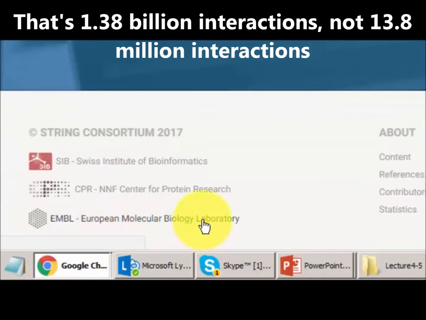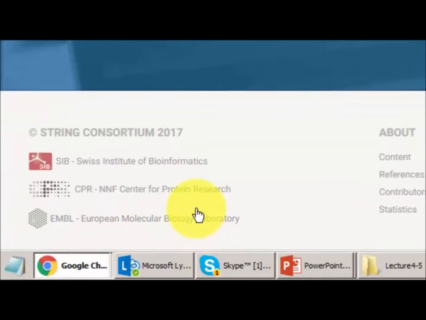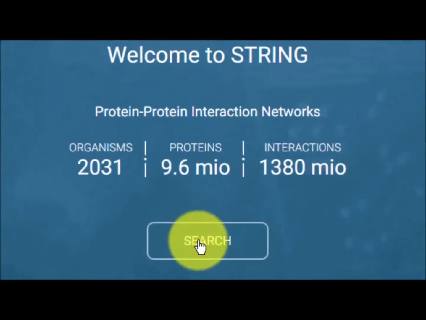We know EMBL because Ensembl, the genome browser, is an EMBL product. The Swiss Institute of Bioinformatics and the CPR, Center for Protein Research. So you can log in, you can register, you can store information.